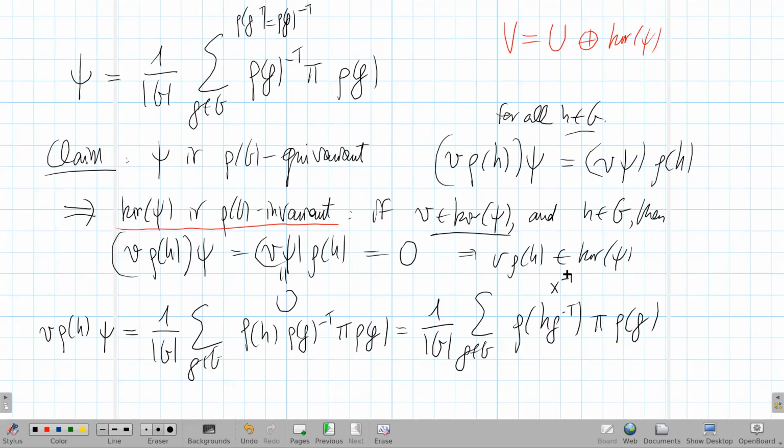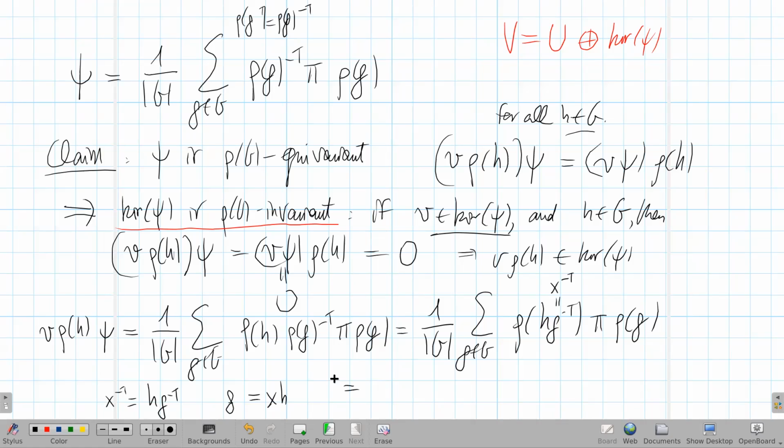So let's call this X inverse. So we have that X inverse is equal to H G inverse. I want to see what G is. And so what I do, I multiply on the right by G, and then on the left by X. So I obtain G equals XH. Let's see what this implies here.